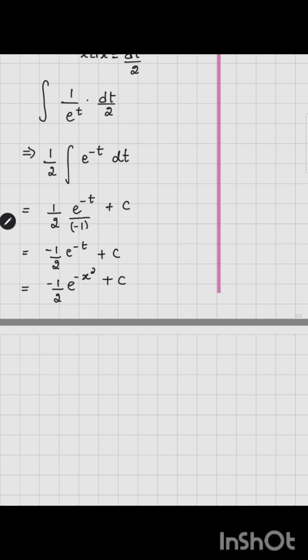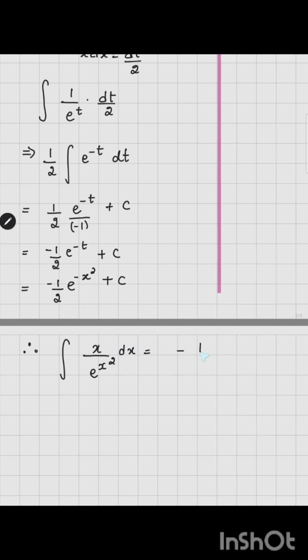So therefore the integral of x divided by e to the power x square dx is minus 1 divided by 2 into e to the power minus x square plus c. So this is the required integral.